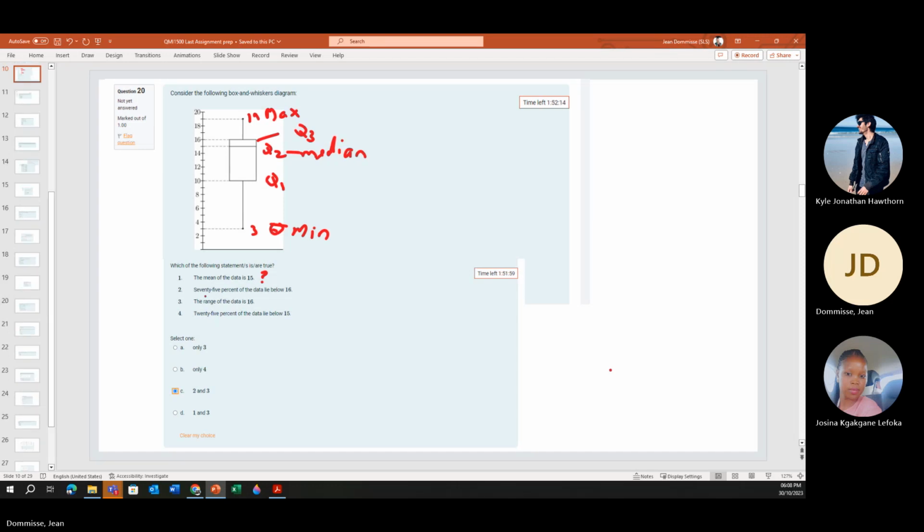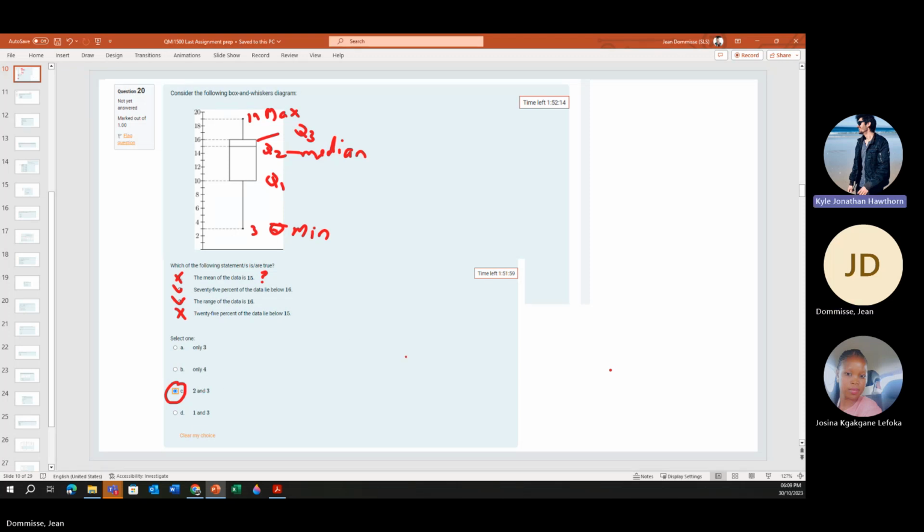What the mean is. 75% of the data lie below 16. Okay, that is correct, because that is Q3, 75% of the data lies below that. Because that's Q1, 75% of the data will lie above 10, if that is also in the question set. The range of the data is 16. Let's see, 19 minus 3 is 16. 25% of the data lie below 15. No, so 50% of the data, if that is Q2, lies below 15. So 1 is wrong, 4 is wrong. So the answer is 2 and 3. And then hopefully that was correct, Carl.